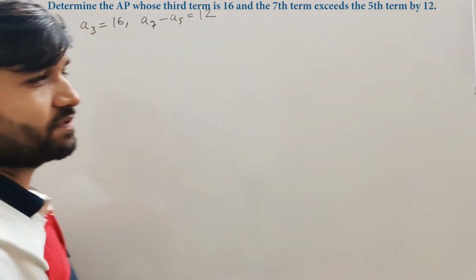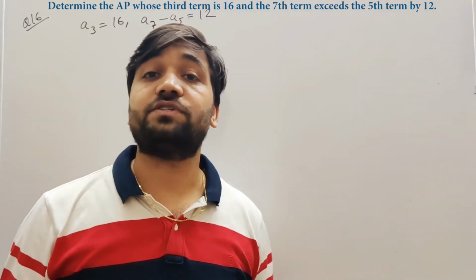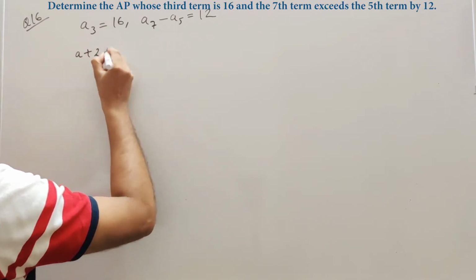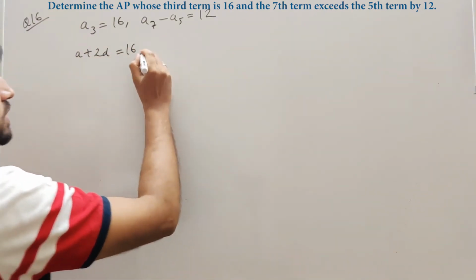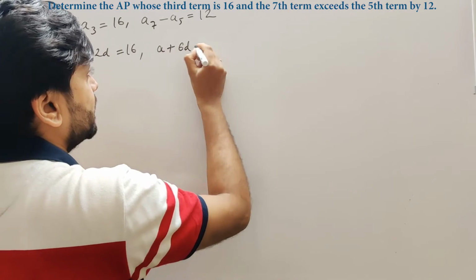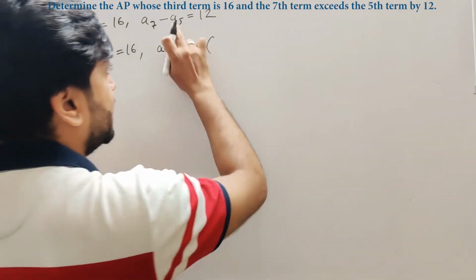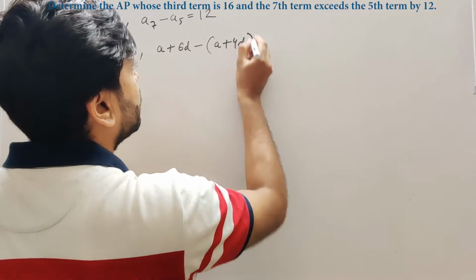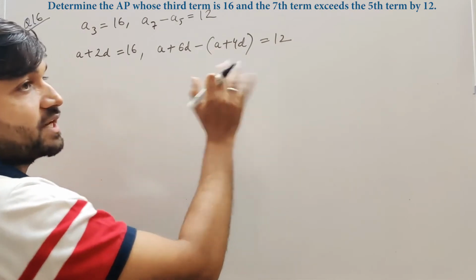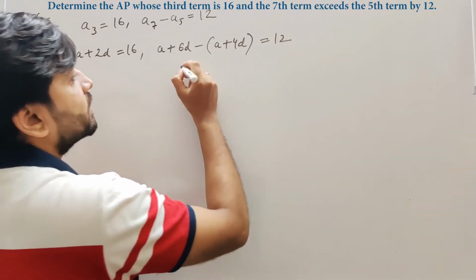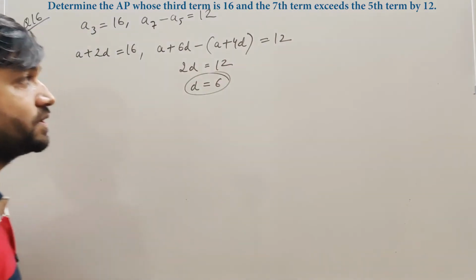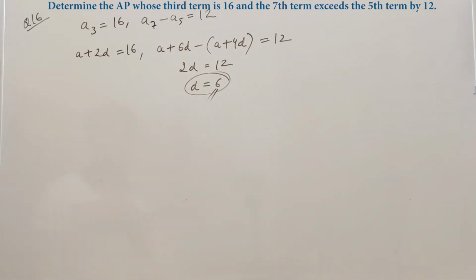So that's how we form the two equations. Now for A3, A7, A5, we use the same AN formula, which is a plus n minus 1 into d. I substitute A3 as a plus 2d is 16. This is your first equation. Here A7 minus A5: A7 is a plus 6d minus, I put a bracket because there is a minus sign, A5 is a plus 4d, equal to 12. I simplify this equation. When you open the bracket, a minus a cancels. 6d minus 4d gives 2d is 12. So d is equal to 6. This is the common difference.